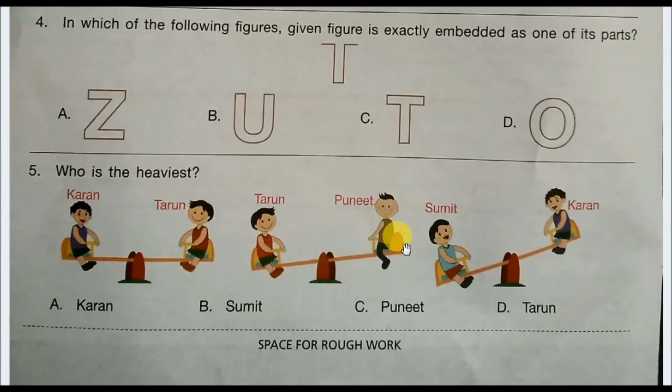Next question is, who is heaviest? Look at these three figures carefully. Now you need to find out who is heaviest: Karan, Sumit, Punit or Tarun. As you can see in the first picture, both are of similar weight. In the second picture, Tarun is a little heavier than Punit. But in the third picture, Sumit is heavier. So the correct answer is B, Sumit.